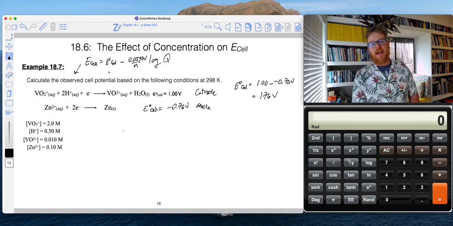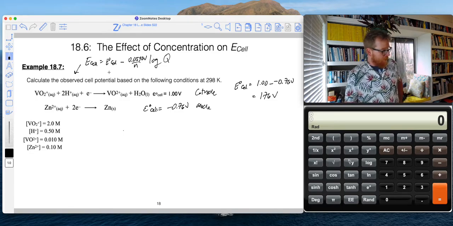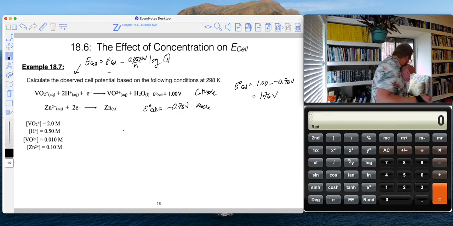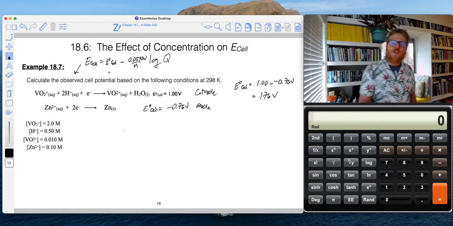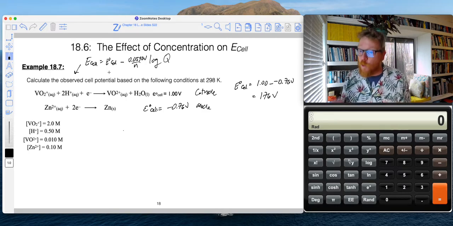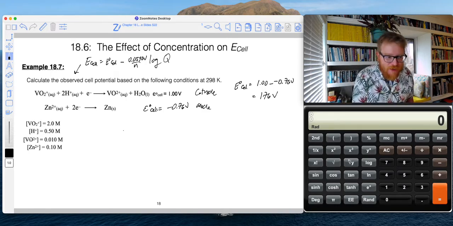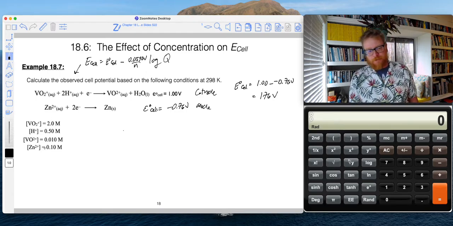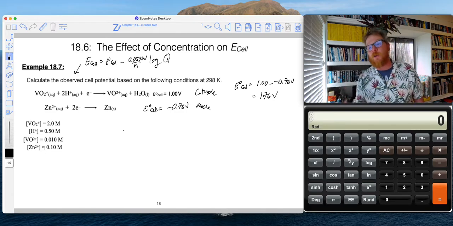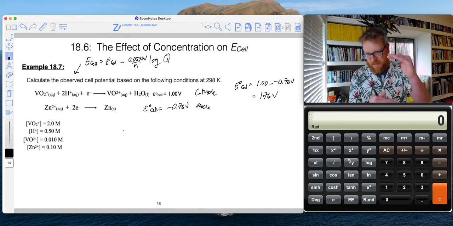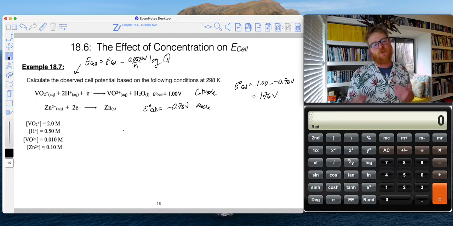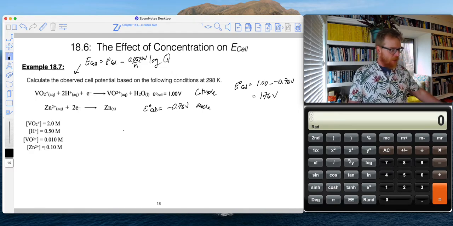So I've already got that constant right there. But now what I need to do is get the number of moles of electrons transferred. But I also need to be able to calculate the reaction quotient based on all of these concentrations right here, which means I need to get an equilibrium expression for this reaction, which means I need to be able to recombine these two halves into a total balanced reaction. Okay, so let's do that.